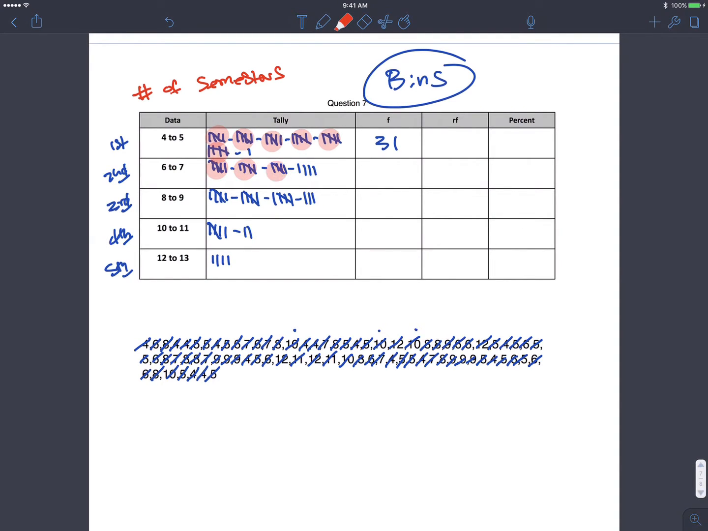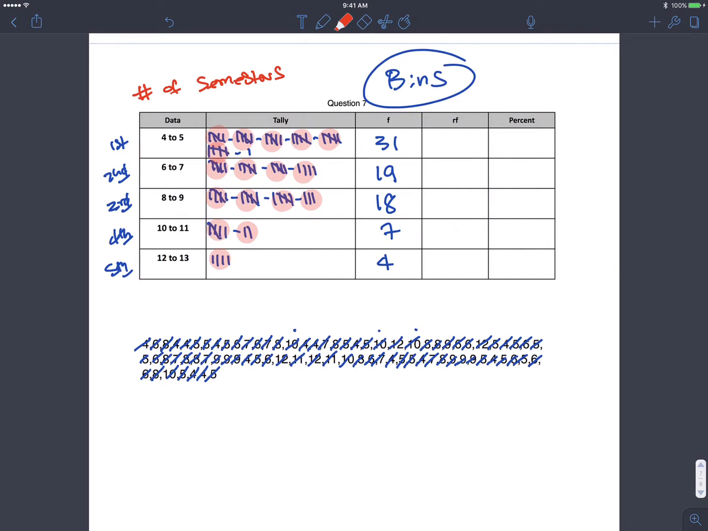5, 10, 15 plus 4, 19. 5, 10, 15 plus 3, 18. 5 plus 2, that's a 7. And then finally, we got a 4 here. Okay, this looks like we're going to complete here. Every value here was accounted for.